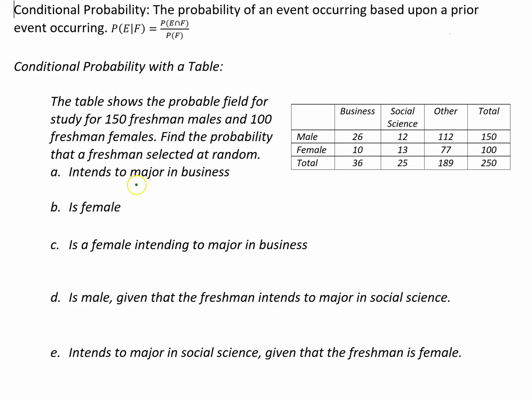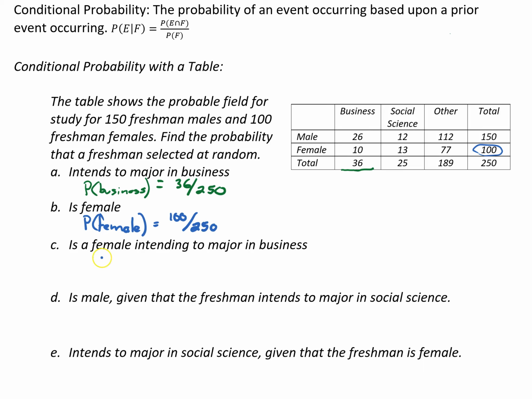So A, intends to major in business. And we're only looking at business, and we don't have to worry about male or female, so the probability of business is 36 out of the 250 total students. The next one is female. So we want to know females. There are 100 female. The probability of female is 100 out of 250.